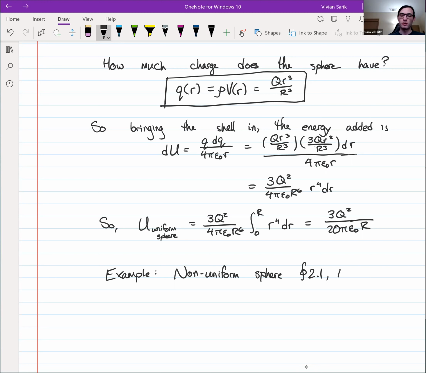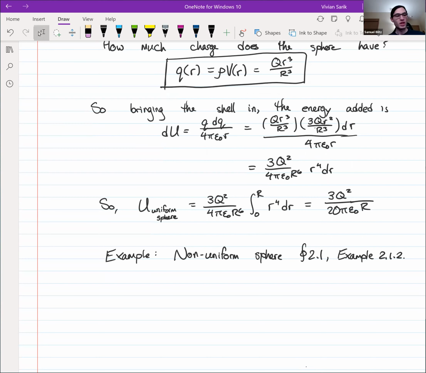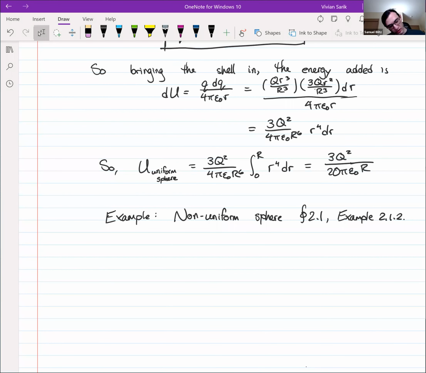So this is example 2.1.2. So take a look at that in the textbook, please. It's just doing the same thing, except instead of rho being constant, now rho changes with position as well. All right. Oh God, I still have like 4 pages. Guess I'm not going to get through all of it.